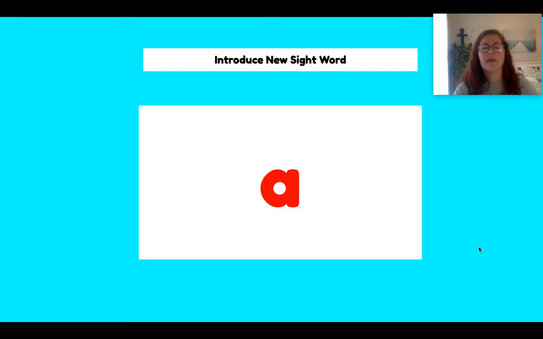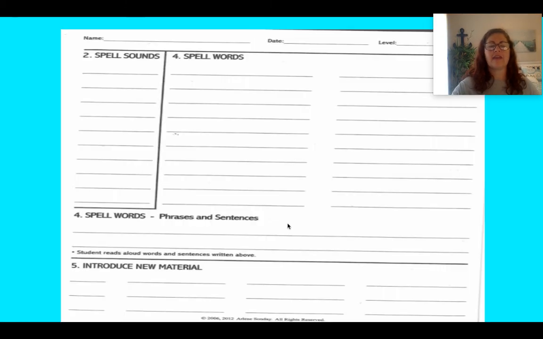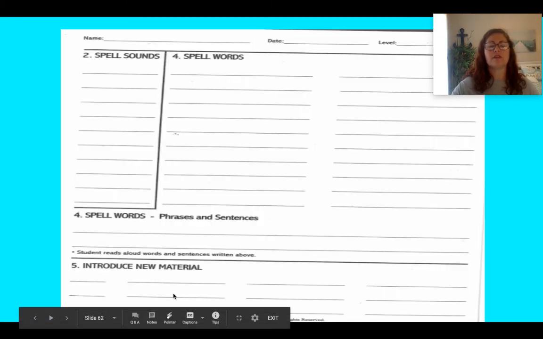Okay? So for this one, A, this is a short one. They will trace the letter, but they won't say the sound. They're going to say A says A. A says A. Okay, because it is a sight word. Then while saying that, they're going to write that right here in this new material section. If you have a red pen, it would be fabulous to do it with a red pen.